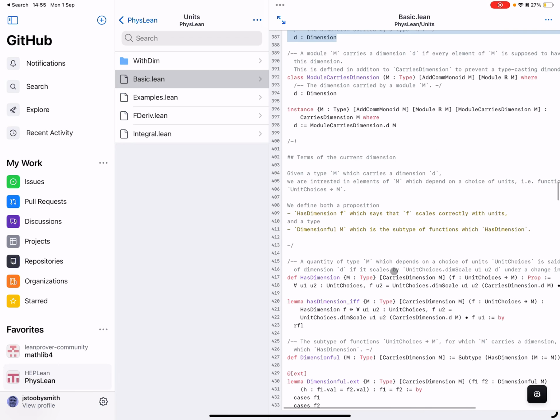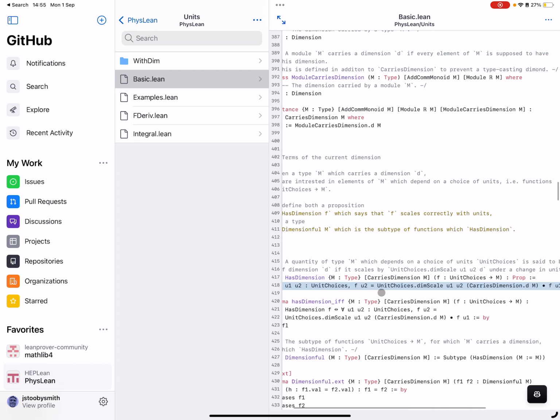So one of the key things about PhysLean and its use of units and dimensions is that the notion of a dimension, or having a dimension, is a property, not a structure. So we're not defining types and we're saying they have this dimension. We're proving that they have this dimension. And this statement, or the proposition that needs to be proved, is this one here.